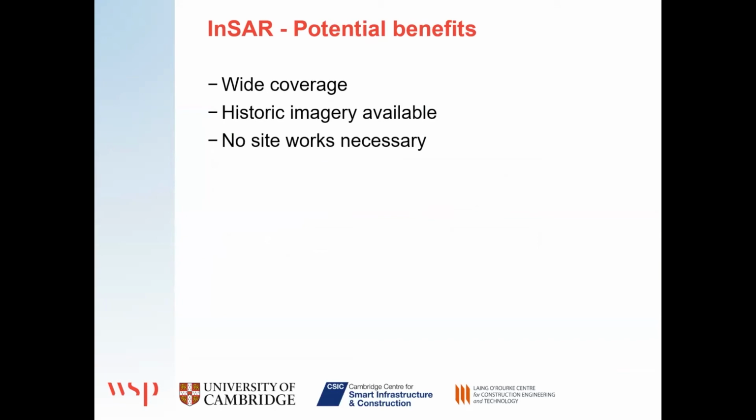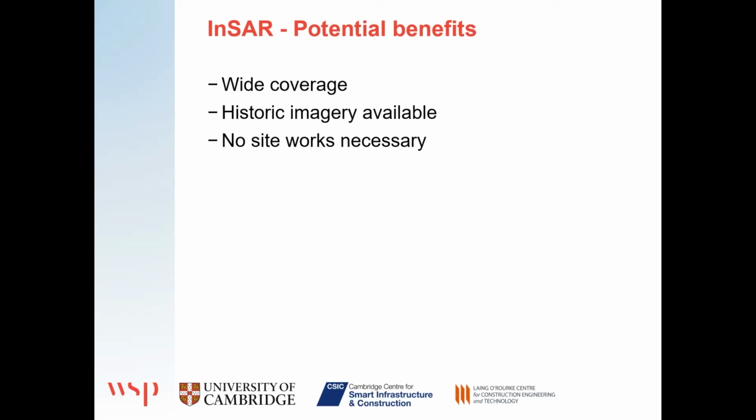There's some really interesting potential benefits of this technique. One is that there's a very wide coverage area. Imagery is available anywhere in the world, and you can take really large images, so you can potentially include hundreds of structures within one image, which for an asset owner like Highways England, who've got thousands of structures, I think is really interesting, where they can monitor lots of structures in one image and pick up areas where movement might be taking place.